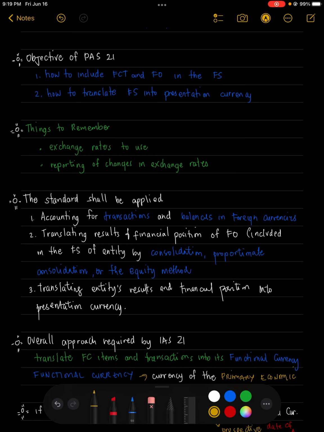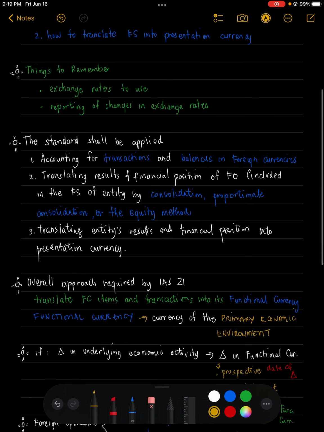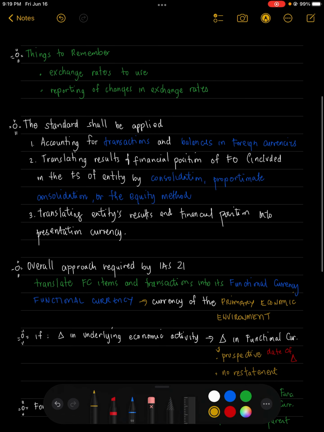In terms of the application of the standard IAS 21, it is applicable in the accounting for transactions and balances in foreign currencies, also in translating results and financial position of the foreign operation included in the financial statements of the entity by either consolidation, proportionate consolidation, or the equity method, and translating the entity's results and financial position into its presentation currency.